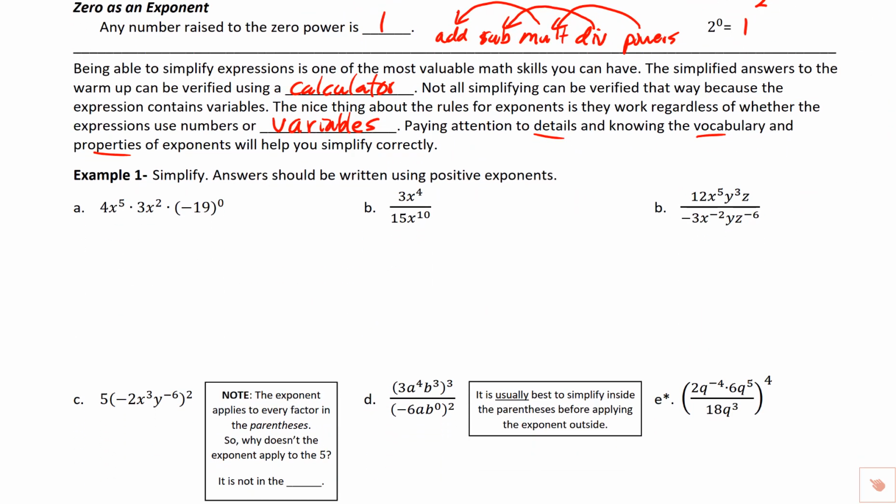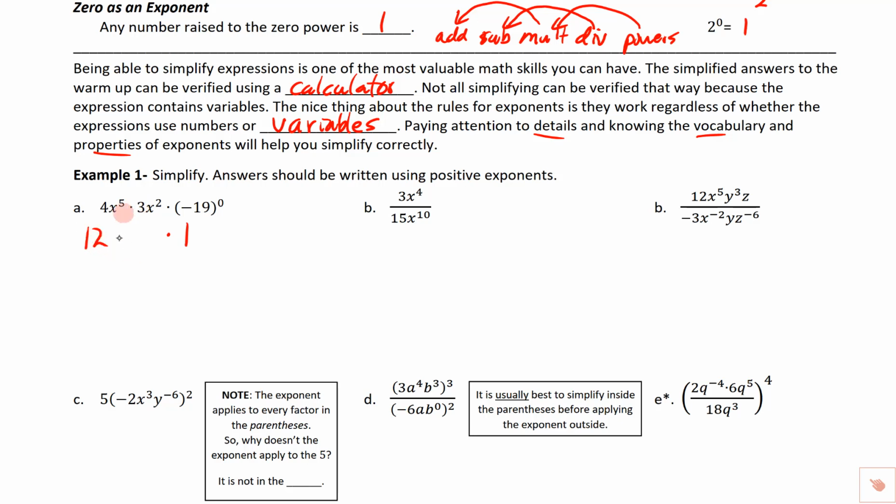On this problem right here, we've got a multiplication problem. We've got this factor times this factor times this factor. And the first thing we notice is we've got this ugly negative 19 to the 0. Well, remember, any number to the 0 power is just 1. So this would be times 1. So it's really not going to influence what goes on here. We're going to take advantage of the commutative property of multiplication, and I'm just going to multiply the 4 and the 3 together. That's going to be a 12.